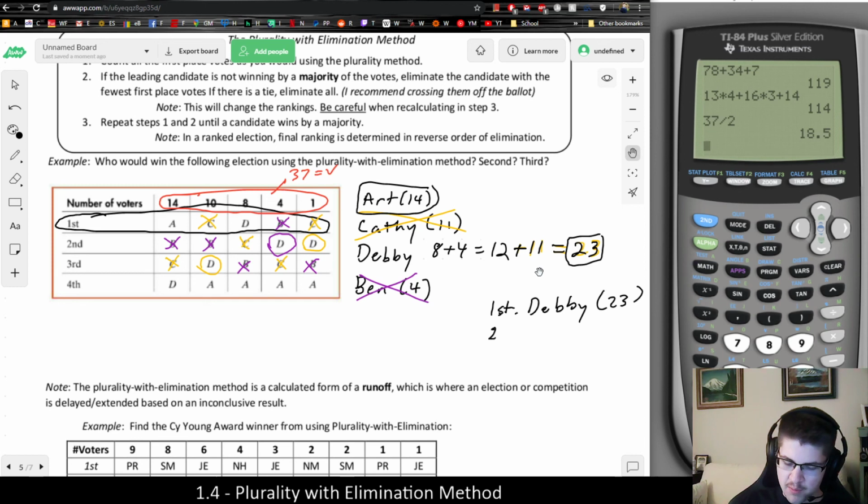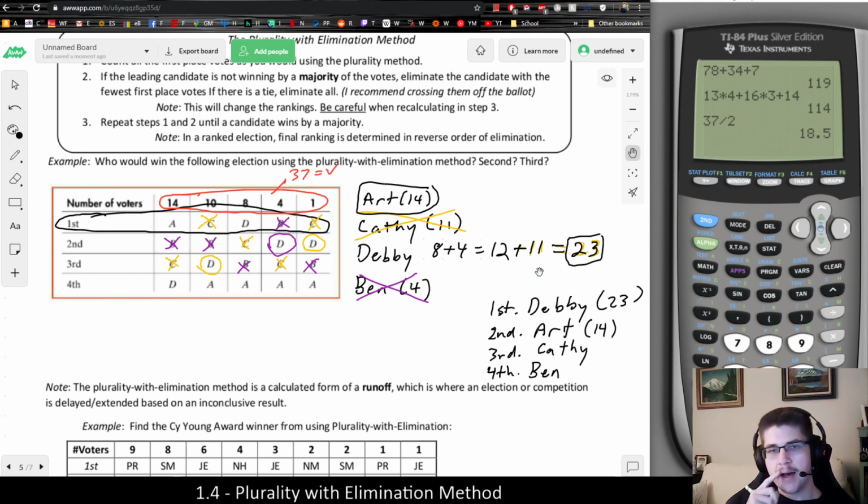Art will be in second place because he technically lasted through 2 of the eliminations. Even though he didn't get a majority, he still takes second under elimination. If you want to do a complete ranking, we rank them in reverse order of elimination. Whoever was eliminated first gets last place, which was Ben, because he had the lowest number of first place votes. Kathy was eliminated second, so she gets third, and so on.